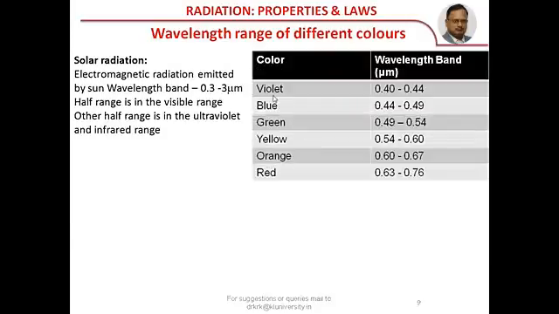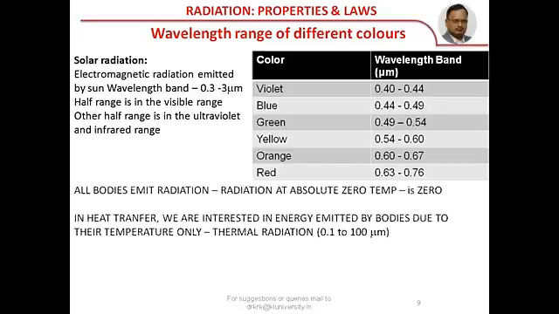And that visible spectrum is again classified based on color. Our naked eye senses violet, blue, green, yellow, orange and red, depending upon the wavelengths, 0.4 to 0.44 etc. So for solar radiation having a bandwidth of 0.3 to 3 micrometers, you can see that roughly half of it is in the visible range, and the remaining half falls under the ultraviolet and infrared range.